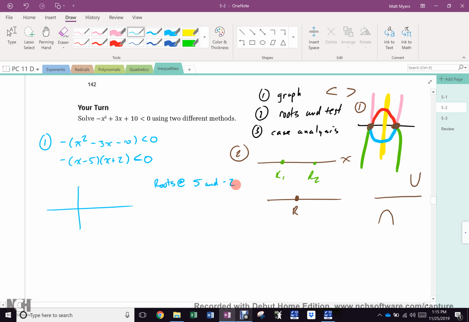Has everyone got it factored? And what are your factors? x minus 5 and x plus 2. But of course, you have that negative out in front because you factored it out of the original equation. So you have a root at 5 and a root at negative 2. Yes? Happy or sad parabola? Sad. Does the vertex matter? No. All that matters is we draw that because that's all we care about.